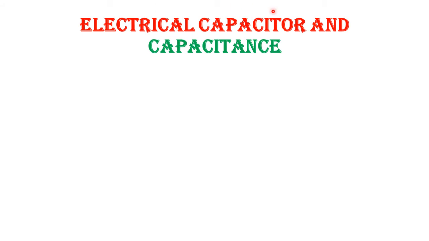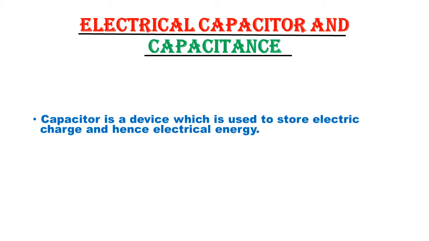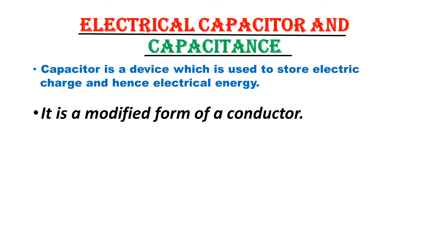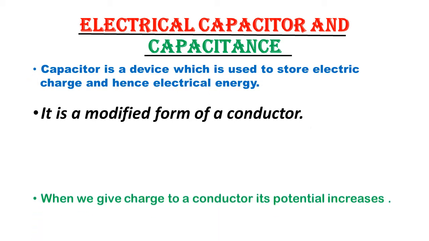Now, what is an electrical capacitor, why is it used, and what is its capacitance? Capacitor is a device which is used to store electric charge, and hence electrical energy. But charge is stored by a conductor also. How is this capacitor different from a conductor? Actually, a capacitor is a modified form of conductor. From a conductor only we make this capacitor.